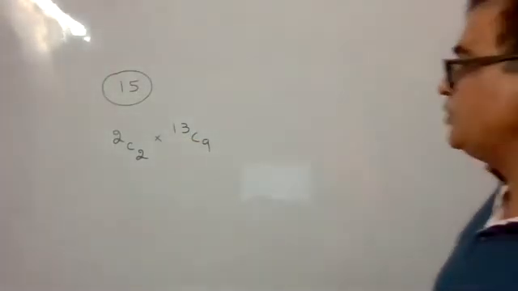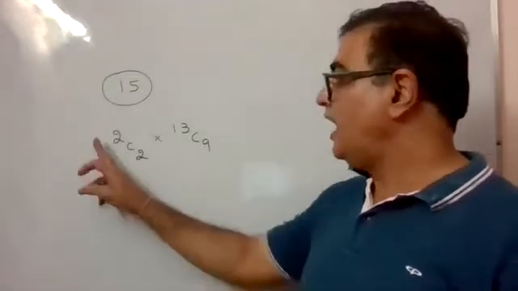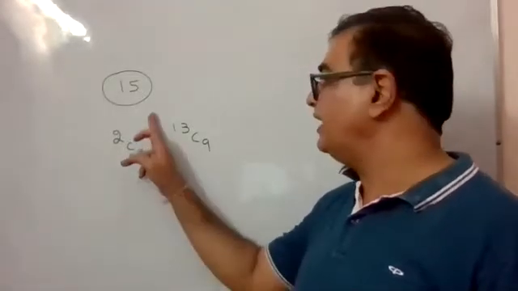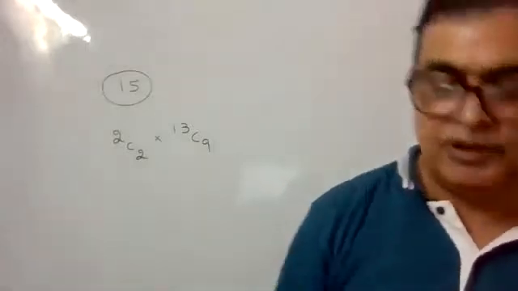So we will say 2C2 into 13C9. That is the answer we have. Out of 2, 2 are selected, and then out of 13, we have 9 selected. So total 11 will be there.